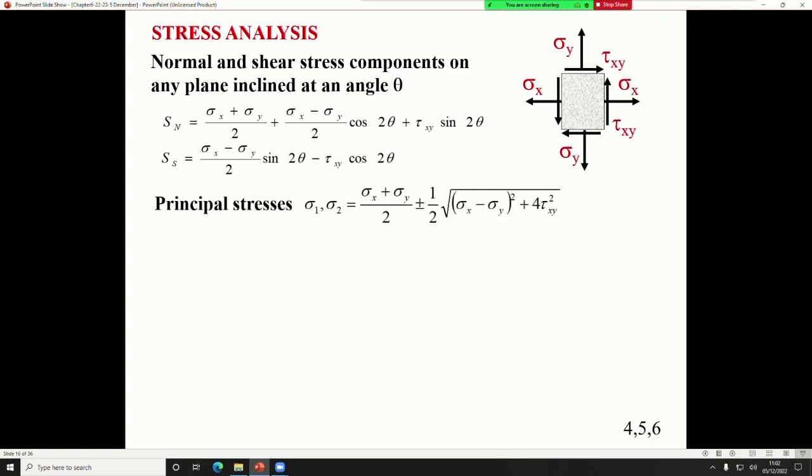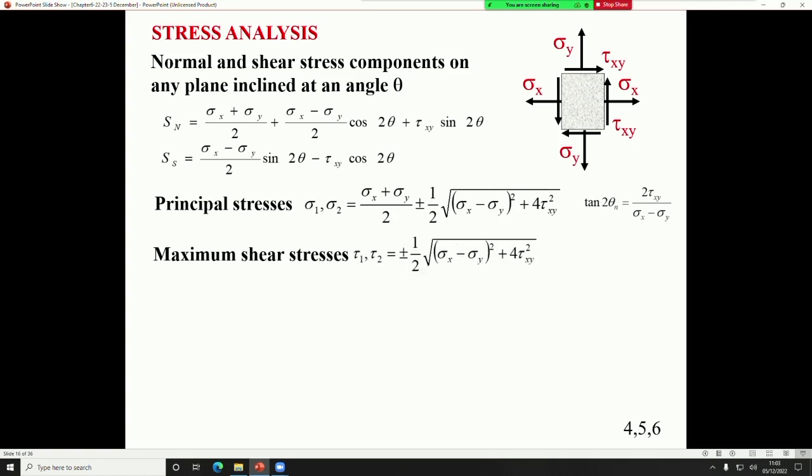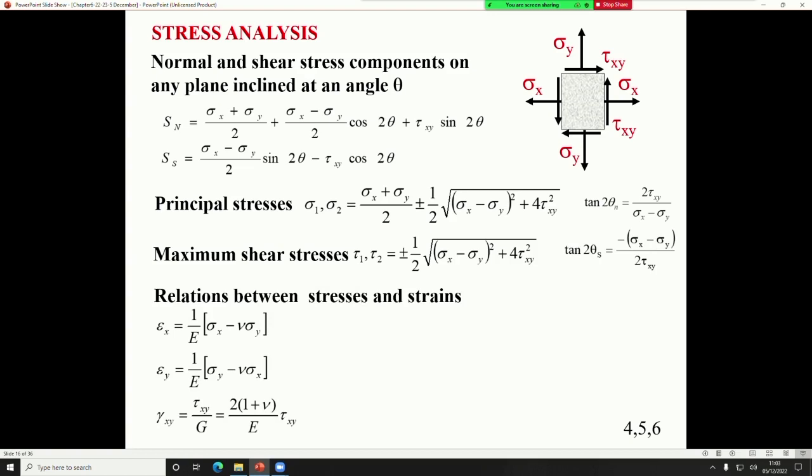The principal stresses: we use these two equations to find the principal stresses, their directions, the maximum and minimum shear stresses and their directions. And using the constitutive equations, we can relate stresses to strains either in the xy coordinate system or in the 1-2 coordinate system. In the majority of textbooks, they say the 1-2 coordinate system is the principal plane directions or principal directions. Some books don't write xy, they write directly 1-2. And when you move on to 1-2, there are no shear stresses in that coordinate system. So this is a summary of 4, 5, 6.